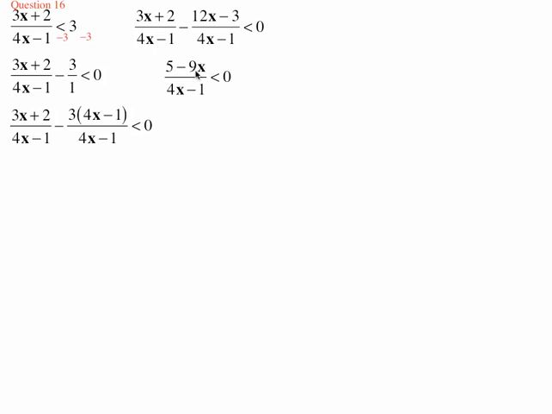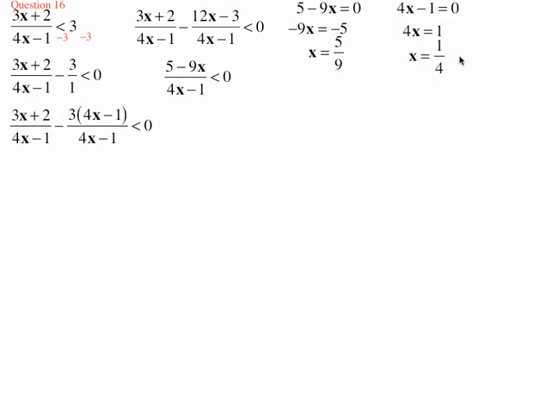Alright, so we're going to look at the numerator. 5 minus 9x, when is it equal to 0? I'm going to subtract 5 from both sides, and that gives me negative 9x equals negative 5. Then I'm going to divide both sides by negative 9, and we get x is equal to 5 ninths, which is 0.5 repeating, by the way. Alright, 4x minus 1 is equal to 0. That's the denominator. So when is that equal to 0? I'm going to add 1 to both sides. That gives me 4x equals 1. Then divide both sides by 4. x is equal to 1/4, which is 0.25.